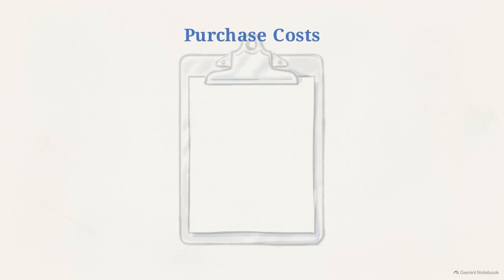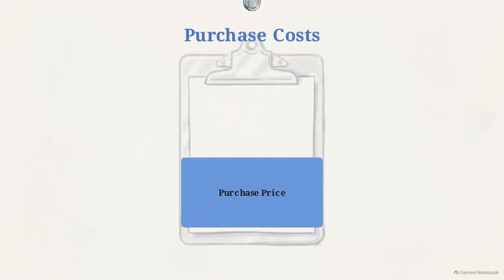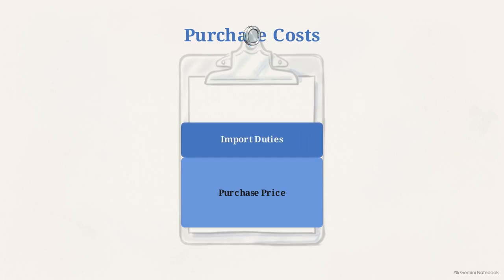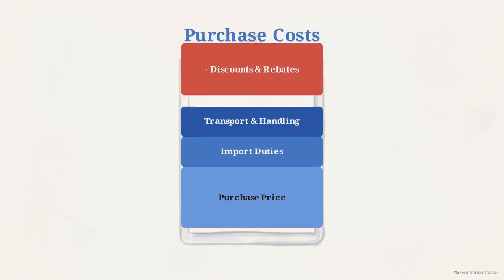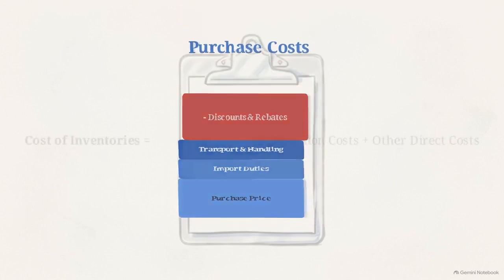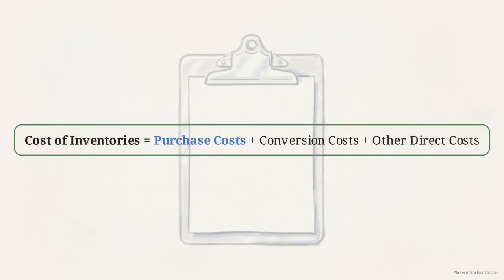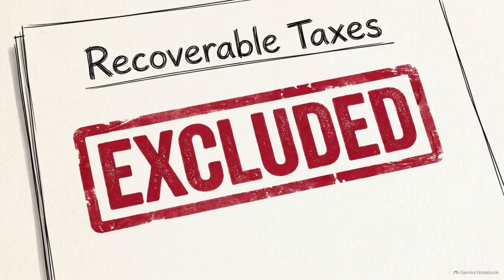present location and condition. Purchase costs include the raw purchase price, import duties, and directly attributable transport and handling fees. However, trade discounts, rebates, and similar items must be strictly deducted from this capitalized value. Additionally, any taxes that the entity will subsequently recover from taxing authorities are strictly excluded from the inventory cost.